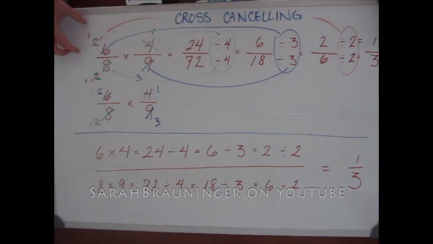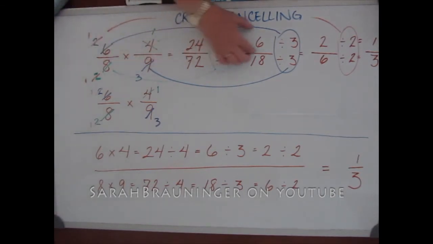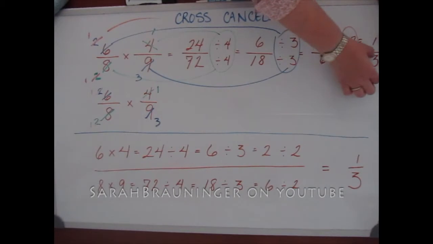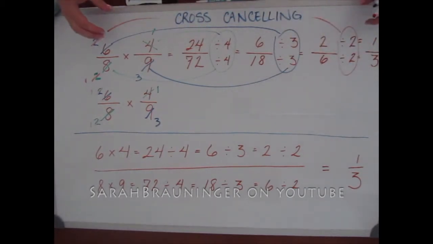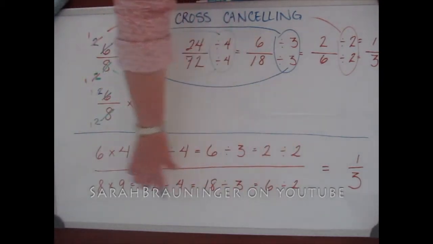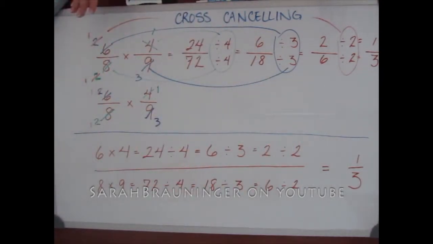One way to think of it is everything on the top is a sentence, and everything on the bottom is a sentence. And as long as I do the same thing to the top sentence as I do to the bottom sentence, I'm okay. You can draw it like this, like two long sentences, if that makes it easier for your student to see it.